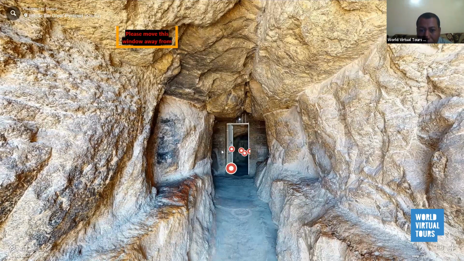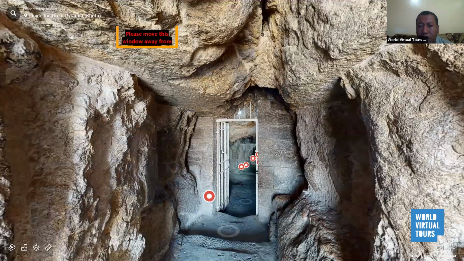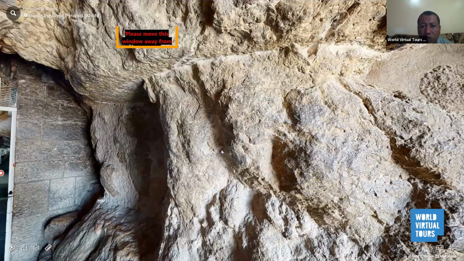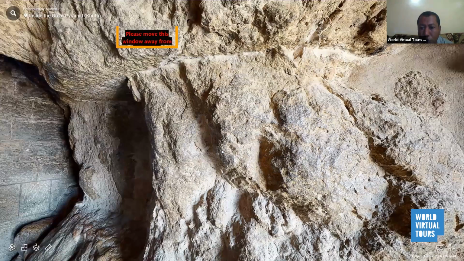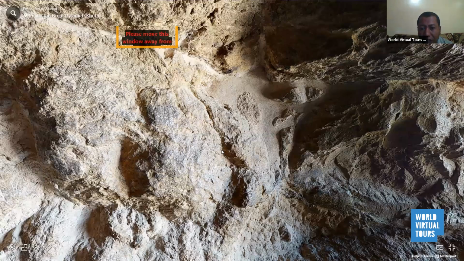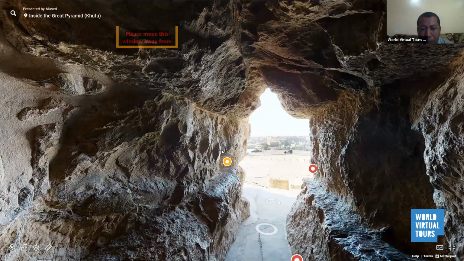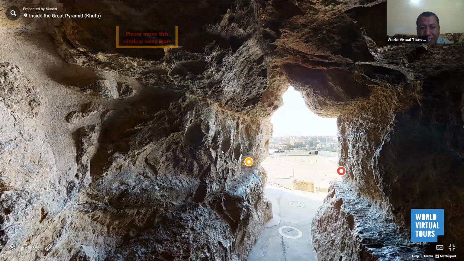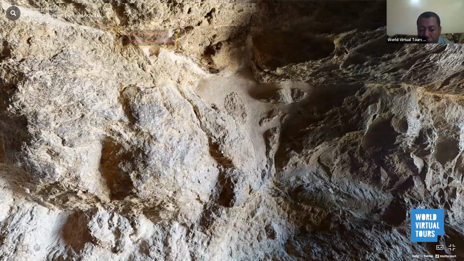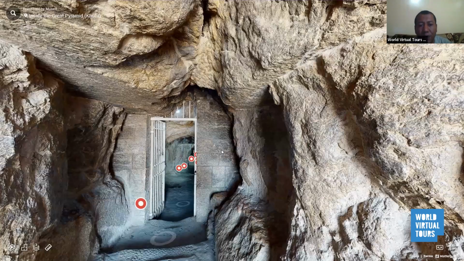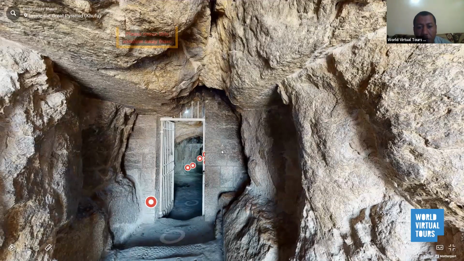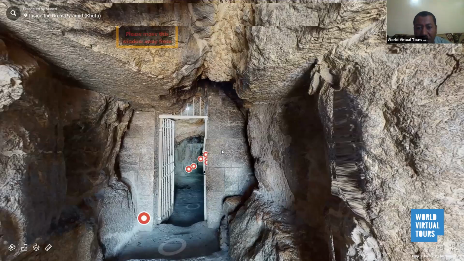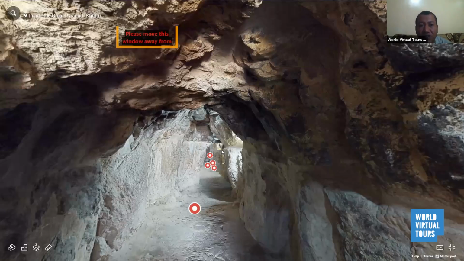Look here at the blocks of stones. 2.3 million cubic meters of stones were used in building such a huge pyramid. Of course, there are a lot of theories about building it, but we have to speak about the evidence discovered. The main evidence discovered here, the last important discovery, was in 2013.